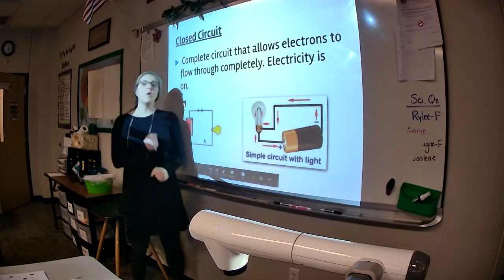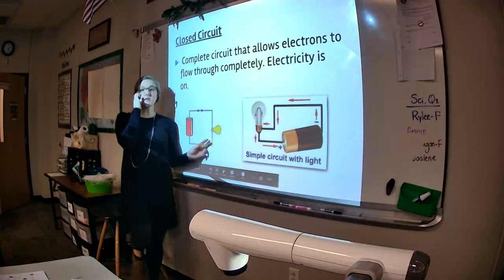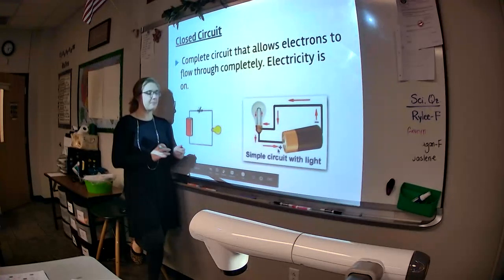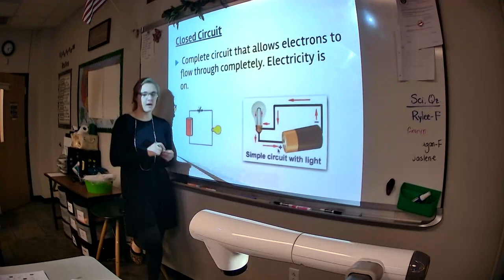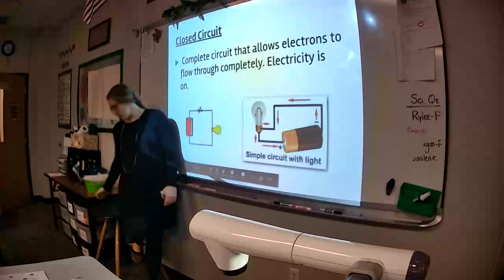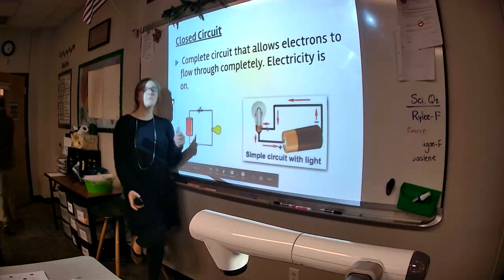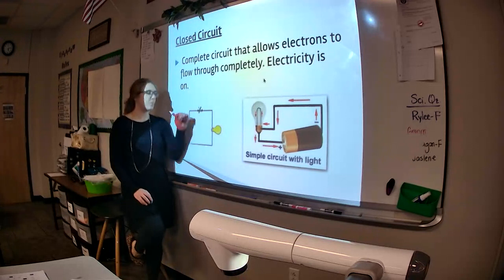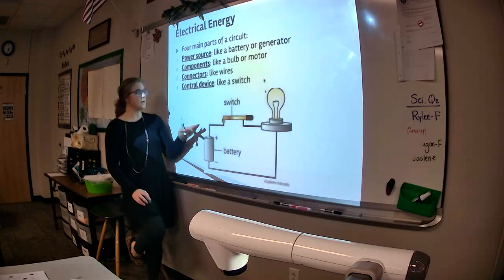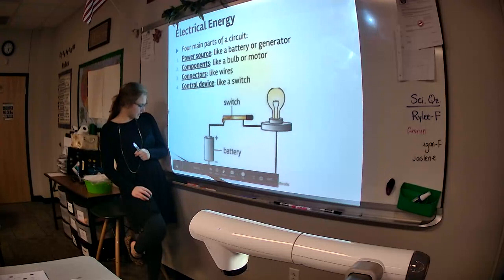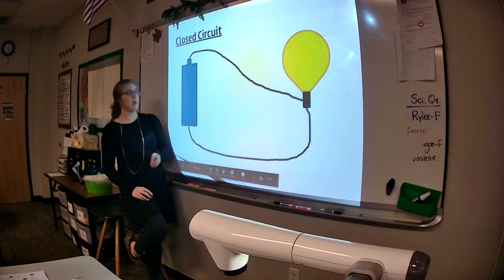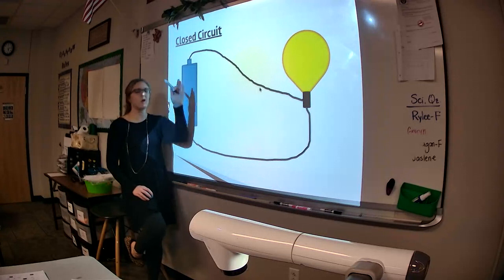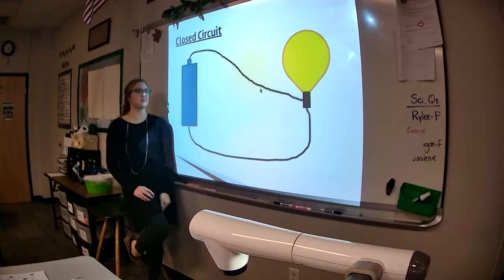Now, what if, Connor, I have this circuit? What if there's a break right here? Connor, what happens to the light bulb? The light bulb turns off and it cannot come on until they go back together. Correct. Exactly. That would be called a what kind of circuit? An open circuit. Very good. So, in a closed circuit, this one, the light bulb would be turned on. Make sense?